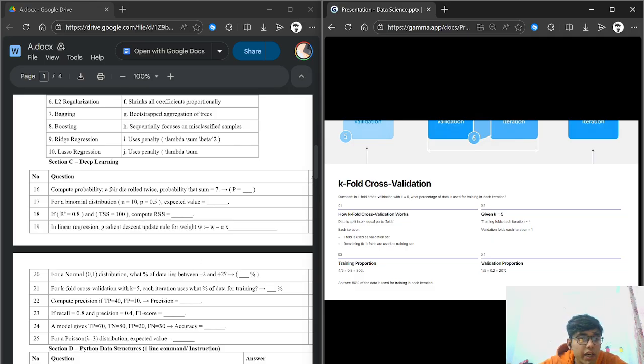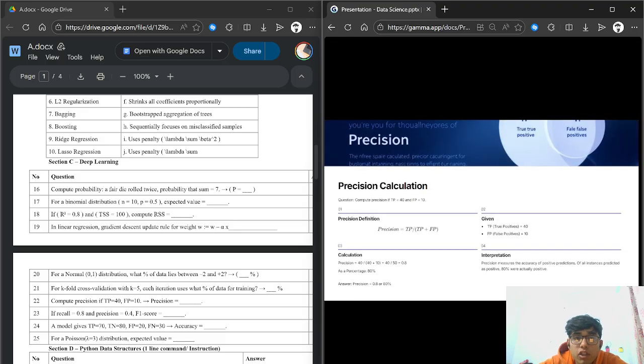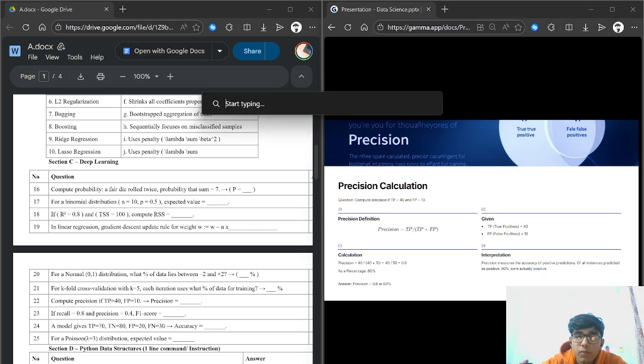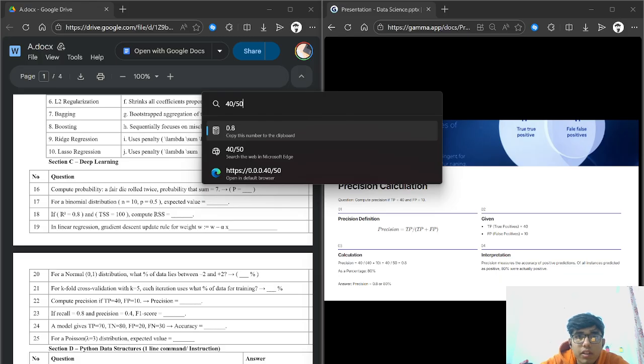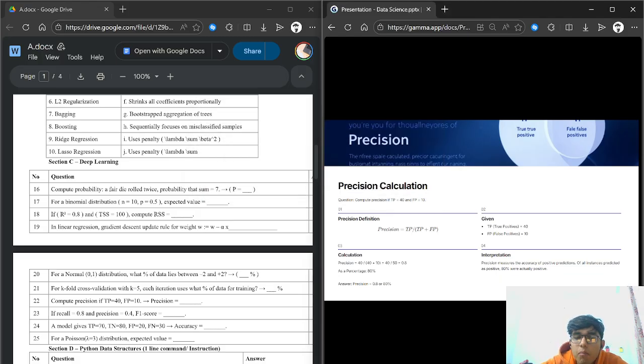Let's proceed to question number 22. Compute precision if true positives is 40 and false positives are 10. So precision is the proportion of predicted positives that are actually correct. So this can be given by TP upon TP plus FP. So we substitute the values, that is, true positive is given as 40, and 40 plus 10, so that is 50. So this is 0.8. So the model achieves 80% precision.